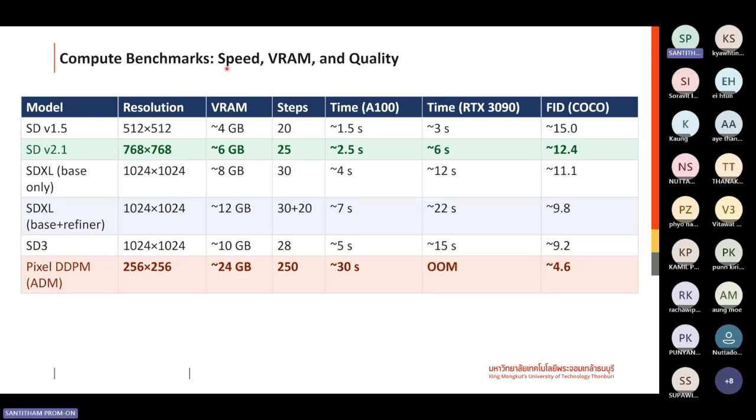Right. So comparing in terms of benchmark, VRAM use and quality, for Stable Diffusion, you need at least 4 GB in inferencing. That's at a resolution of 512 and 20 steps. On a 3090, it takes 3 seconds. On an A100, it takes 1.5. The FID score is 15. Okay, so SDXL with refiner is better, but it needs more RAM. It takes more time, and if you use Colab, it takes a lot more time.